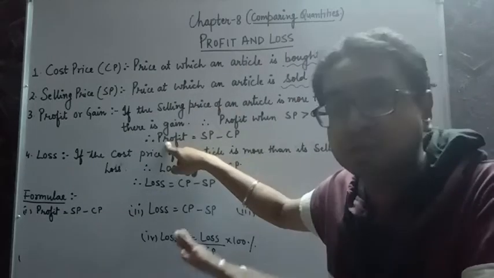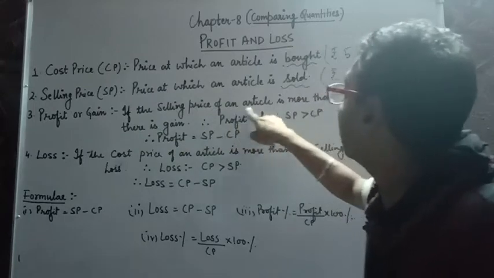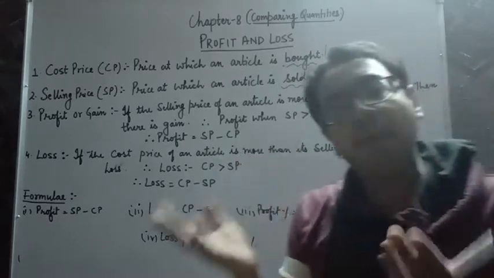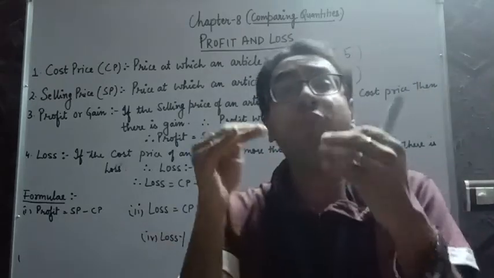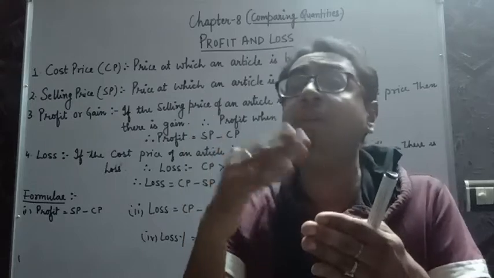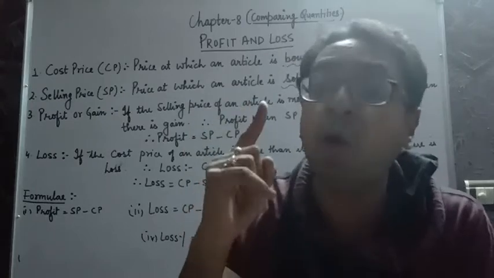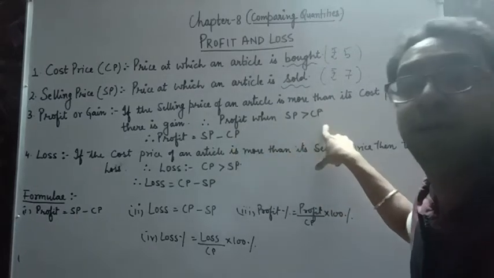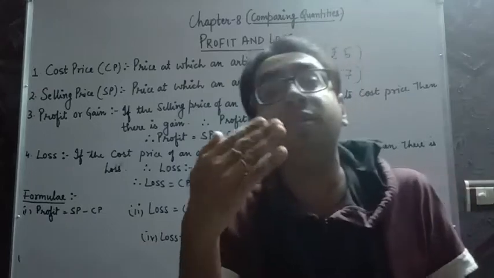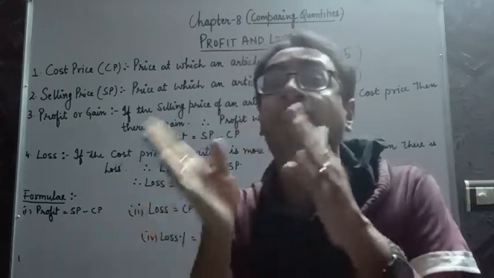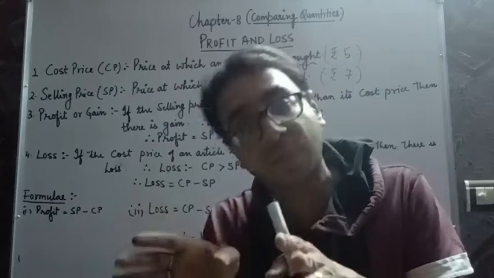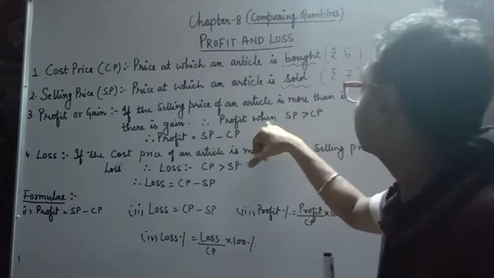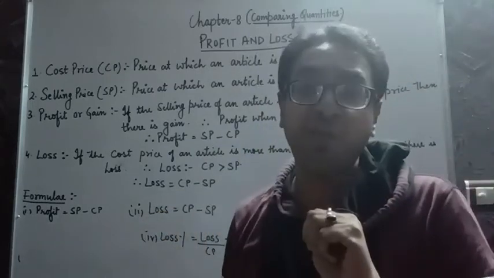You got a profit of rupees 2, right? If the selling price of an article is more than its cost price, then there is gain. In this situation, selling price is 7, cost price is 5. Hence, selling price is greater than cost price, so definitely there will be gain or profit. What is the condition for profit? Selling price must be greater than the cost price. It means the amount at which you have sold it must be more than the amount at which you purchased it. In that case, your selling price must be greater than CP. This is the condition for profit.